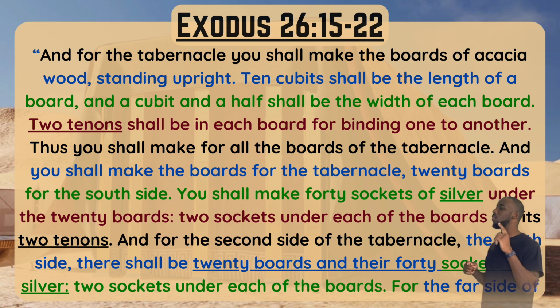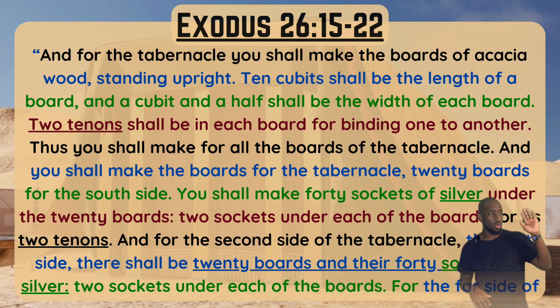Thus you shall make for all the boards of the tabernacle, and you shall make the boards for the tabernacle 20 boards for the south side. You shall make 40 sockets of silver under 20 boards, and 2 sockets under each of the boards for its 2 tenons. There it is. There's that axle piece. And for the second side of the tabernacle, the north side, there shall be 20 boards and 40 sockets of silver, 2 sockets under each of the boards.